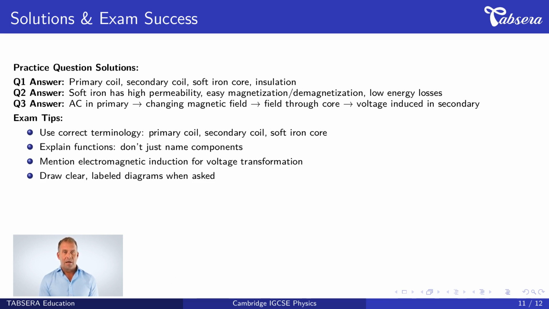For question 3, the process is alternating current in primary coil creates changing magnetic field. Field passes through soft iron core, changing field induces voltage in secondary coil through electromagnetic induction.